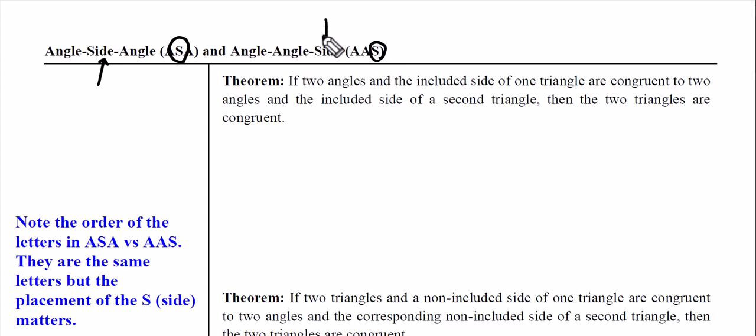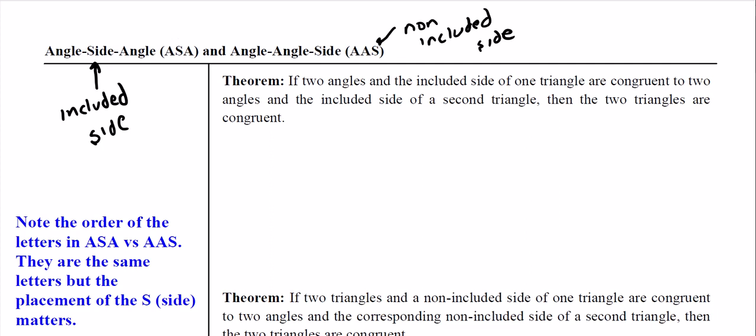And so what's happening here is that for ASA, it's the included side. So it's the side that's shared by both angles. Whereas with angle angle side, it happens to be the non-included side. So the nice thing about this is we can pretty much almost prove any triangle congruency as long as I have two angles and a side. It just gets technical with, okay, so we can, but is it ASA or AAS?